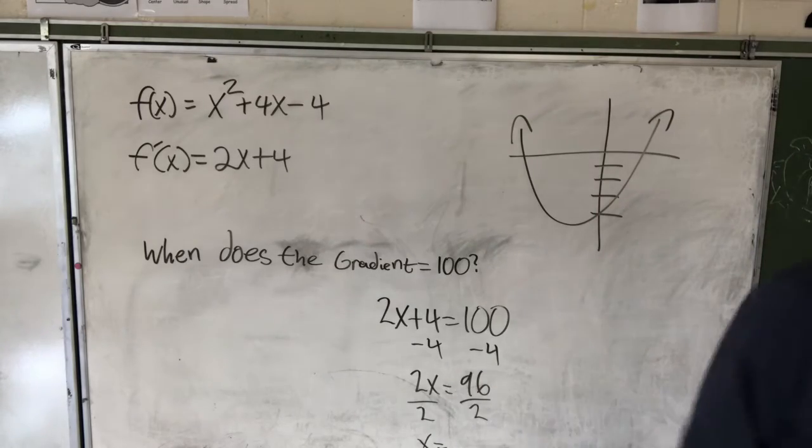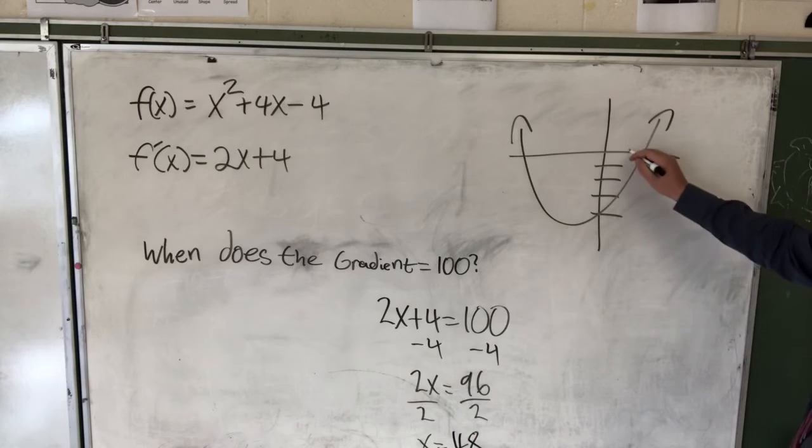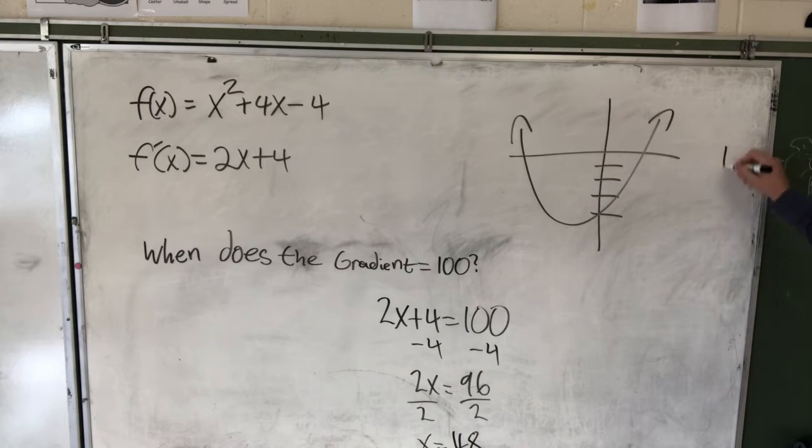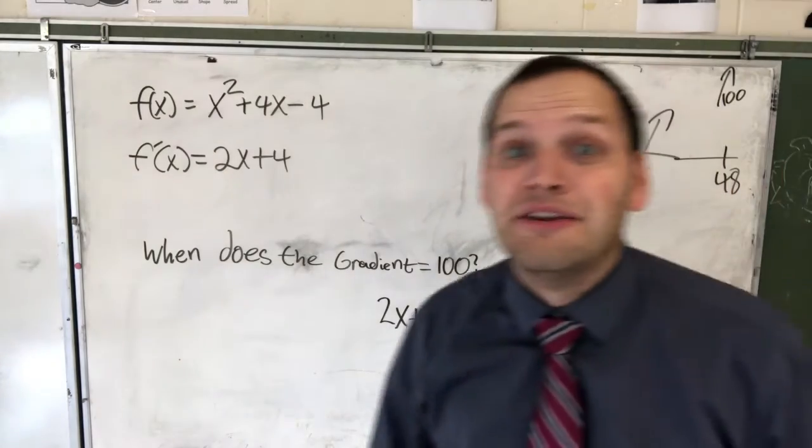48. So once we're all the way out to 48, way over here, okay, the gradient, or the slope of the line, is going up at a rate of 100.